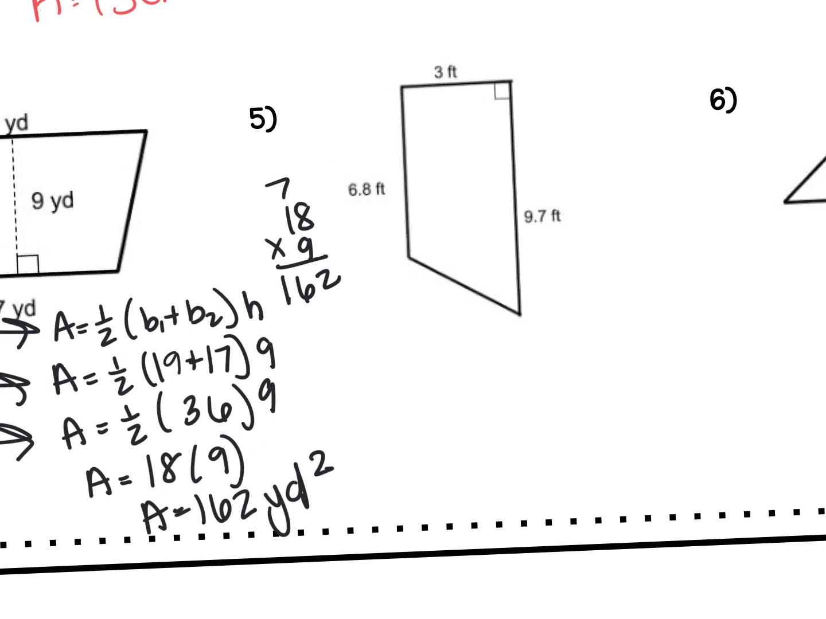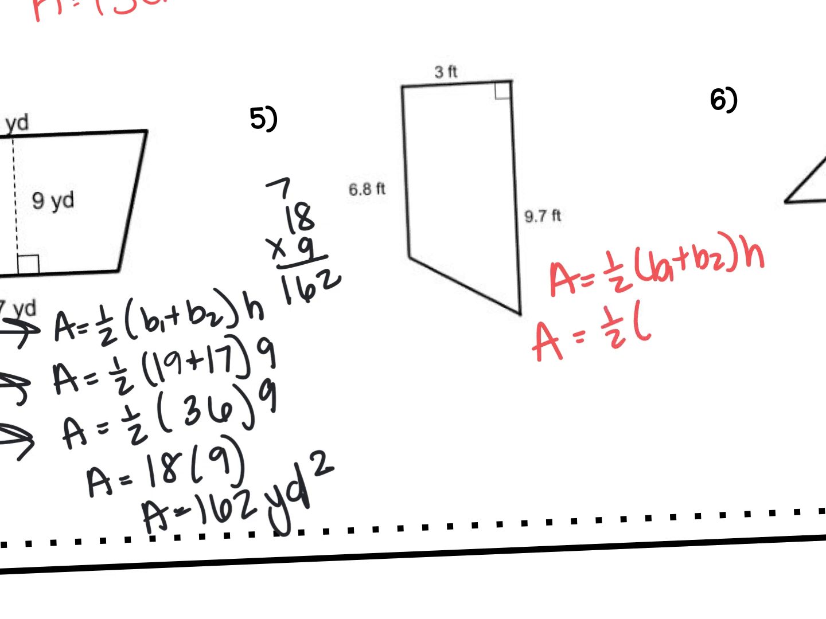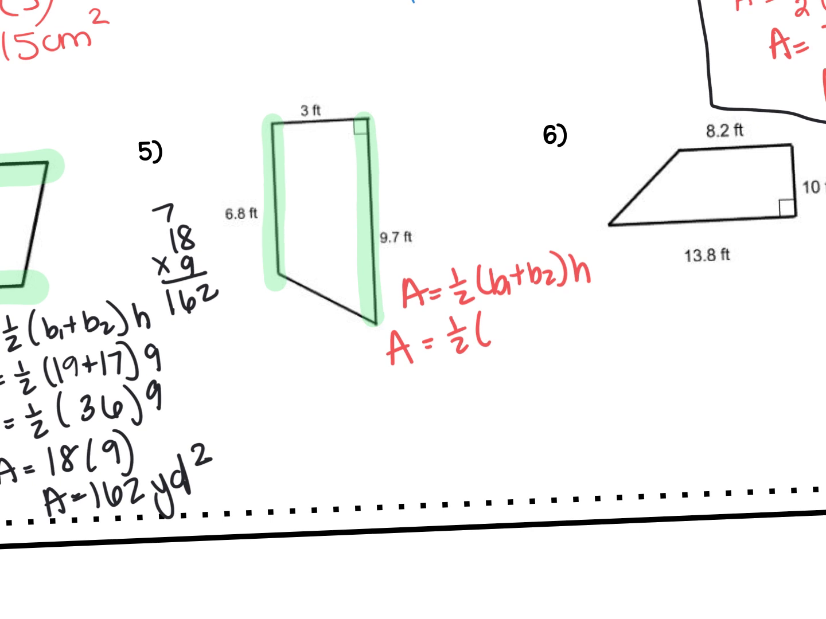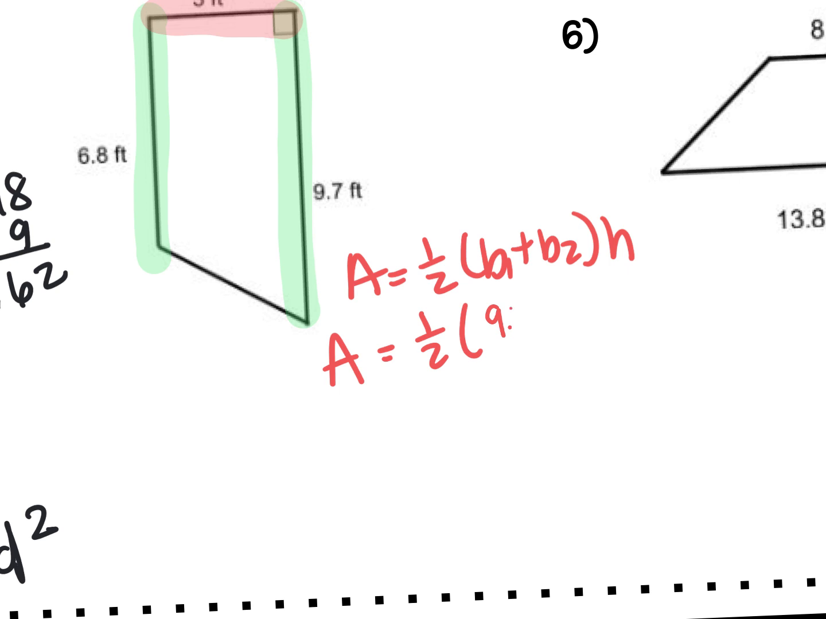Okay, so on this one, you're going to do the same thing. Area equals half base 1 plus base 2 times the height. Area equals half. Now, my bases are right here. Oh, I just realized I didn't identify my bases over here. Those are my bases. The parallel lines are your bases, and the one that makes a right angle with the base, it's your height. So this is 9.7 plus 6.8 times 3.